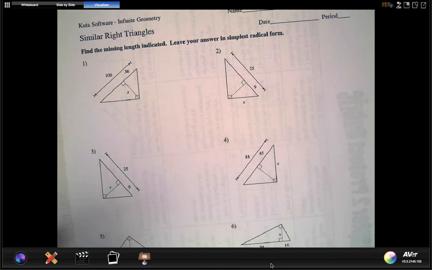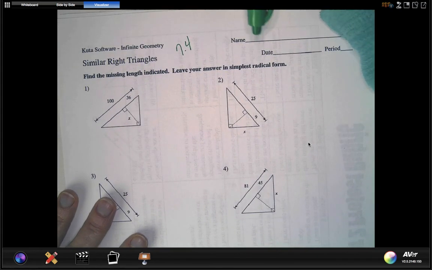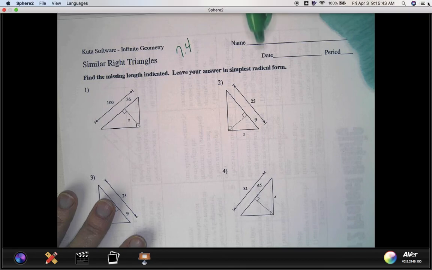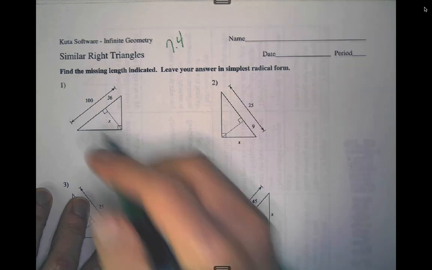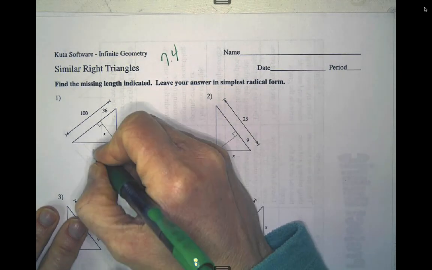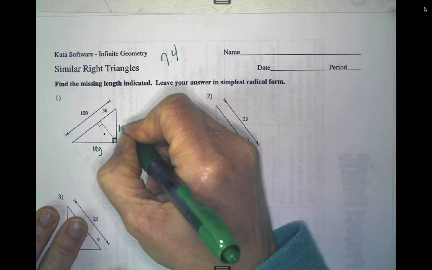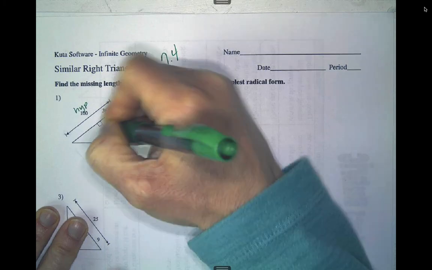I had a student ask about the stuff from 7.4, so I thought I would just try to go over it in a little bit more detail with some other examples. When I do these problems, I first figure out what I have. Remember, we always have to have a right triangle. This would be a leg, this is a leg, this is the hypotenuse because it's opposite that right angle, and then this right here is your altitude.